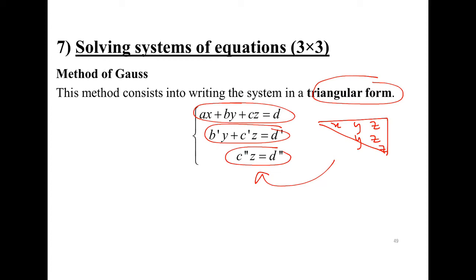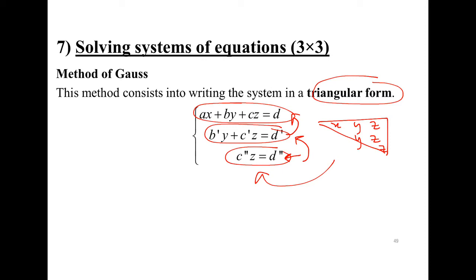Because if you look at the third equation, since it is an equation in Z only, I can find Z. Once I find Z, I move to the second equation, which includes Y and Z. Now that I have Z, I can find Y. And then, now that I have Y and Z, I move back up to the first equation, which contains the three variables, and now I can find the third variable.